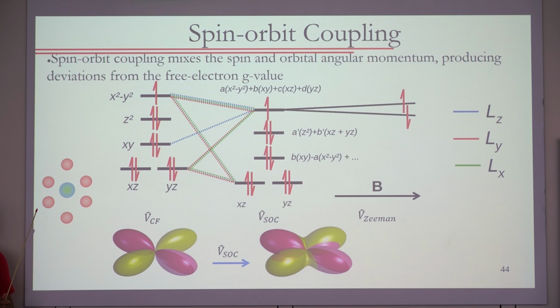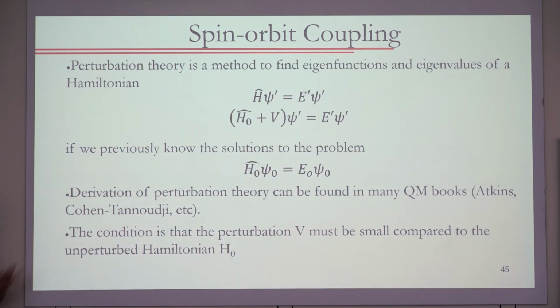And then, okay, this I'm going to skip. The way to calculate how this affects the G values of the electron is through perturbation theory.